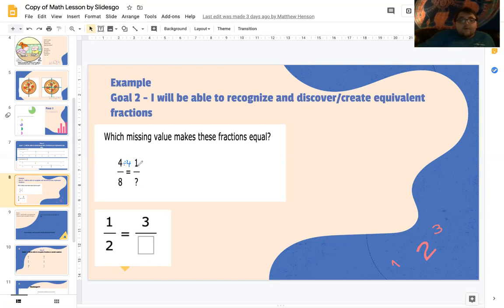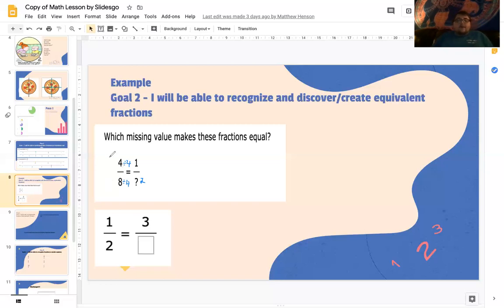So 4 divided by 4 equals 1. 8 divided by 4 equals 2. So 4/8 is equivalent to 1/2.